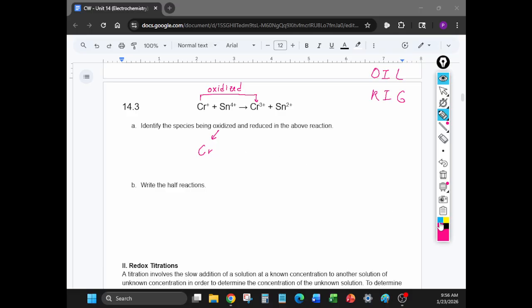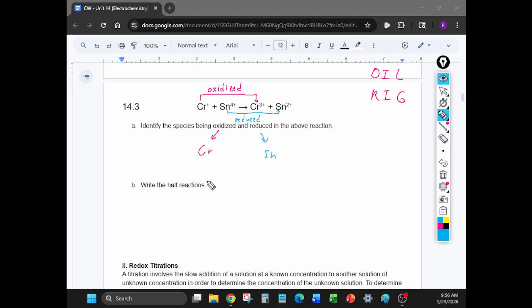And then for reduction, there's only one other thing in the reaction, which is Sn, tin. And that means tin has to be reduced. But we can check our answer. We go from +4 to +2. We became a bit more negative here. So that means that tin is the one that is reduced.